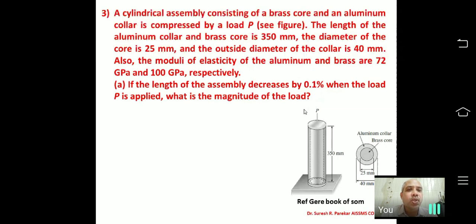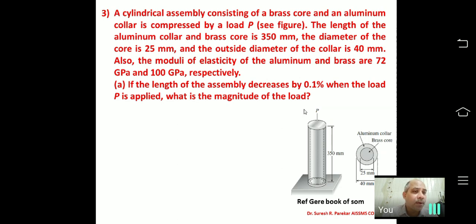And what we have to do is find out the load P. For the length decreases, means we have shortening. How much? By 0.1%. So by 0.1%, given L is 350, we have 0.1 upon 100 into 350. That will be my deformation.